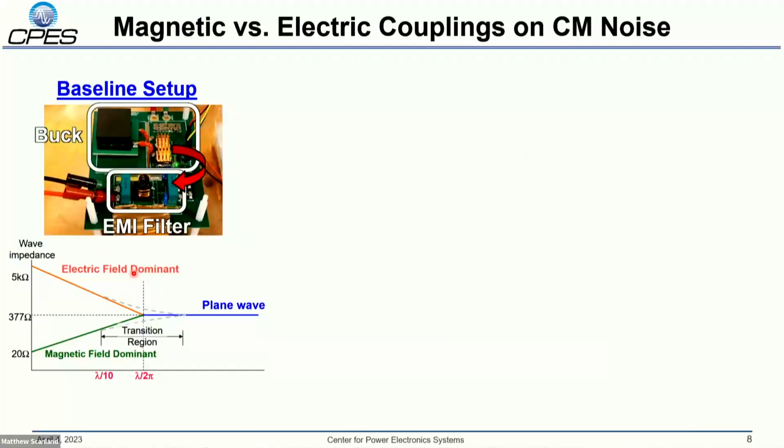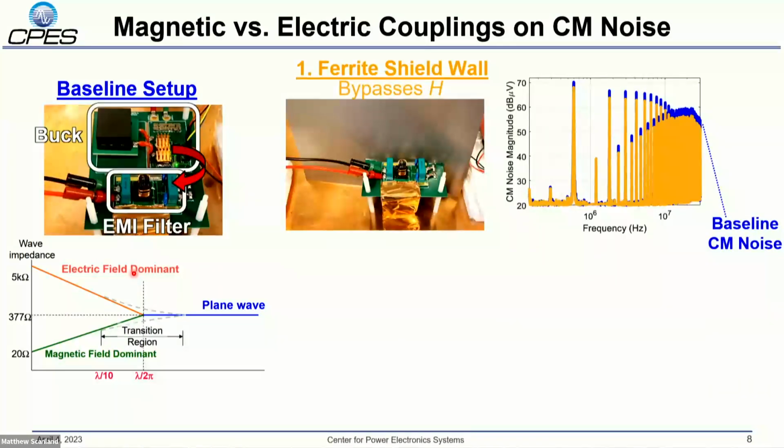And in the near field region, a coupling can be caused by an electric or magnetic coupling mechanism. To identify which mechanism is causing this effect, we can perform a test by placing shielding materials in between the power stage and the filter and measure the corresponding reduction in the noise. So first we'll place a high permeability ferrite shield in between the power stage and filter, which should bypass magnetic fields away from the filter. And with this material, we see a small reduction in the noise.